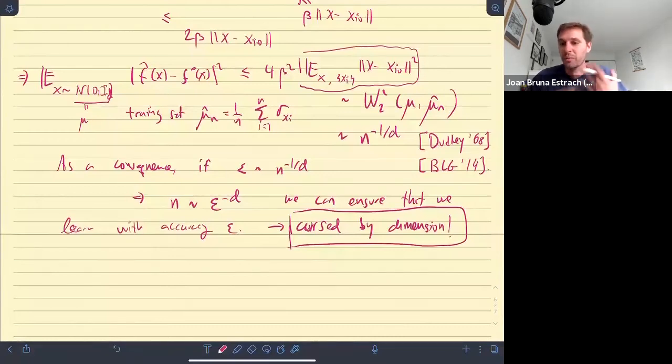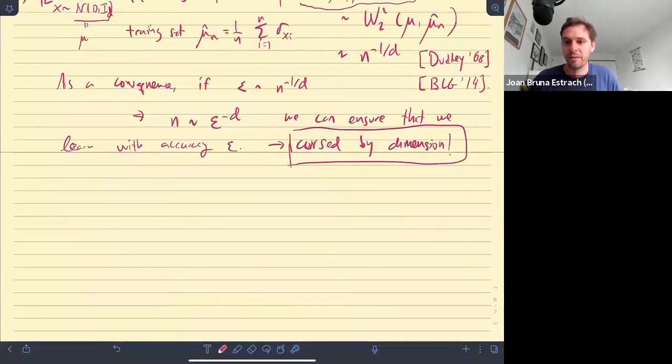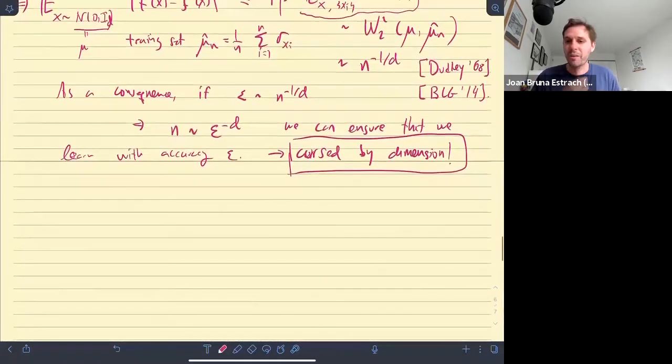So obviously this doesn't work, because this theory is then completely useless to explain any practical success of these learning methods. Just because these numbers are 2 to the d, you can very quickly see that when d is, let's say, 40 or 50, it's already a huge number. So imagine when it's a million. So this doesn't really work. But of course, you can also argue that this is just a sufficient condition.